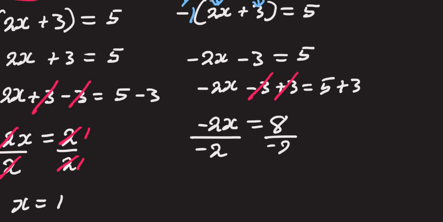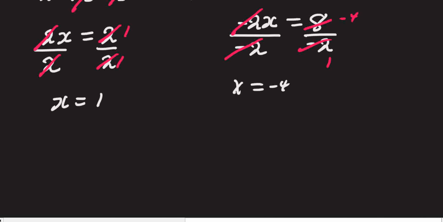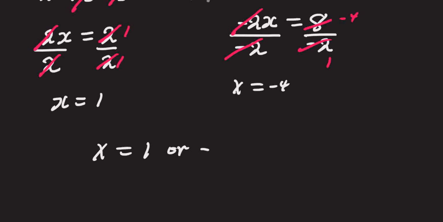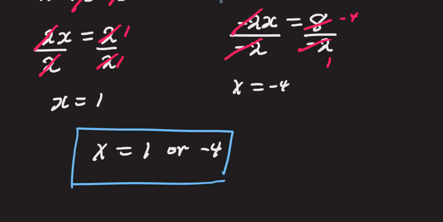Divide both sides by negative 2. So negative 2 is going to cancel negative 2 from here. Negative 2 divided by negative 2 is 1, and 8 divided by negative 2 is negative 4. Therefore, x is equal to negative 4. So x is equal to 1 or negative 4. So this is the final answer to this question, and I hope it makes some sense.